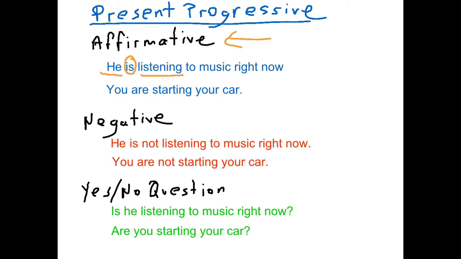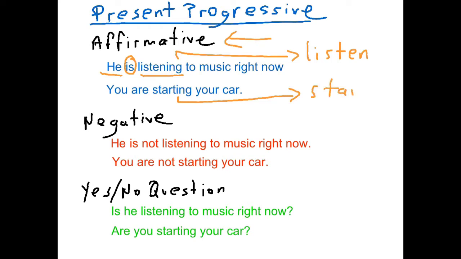He is listening to music. Listening comes from the verb to listen. And you're starting your car. Starting comes from the verb to start. Here again, you see that we used the auxiliary to be. You are starting your car.